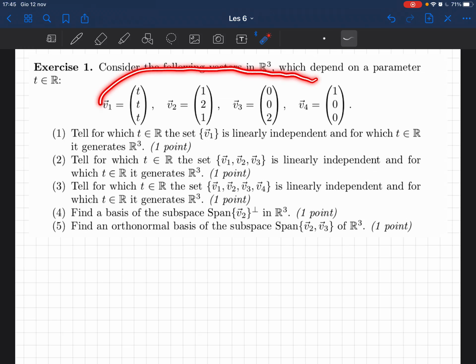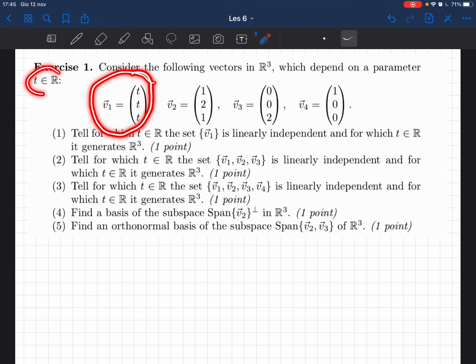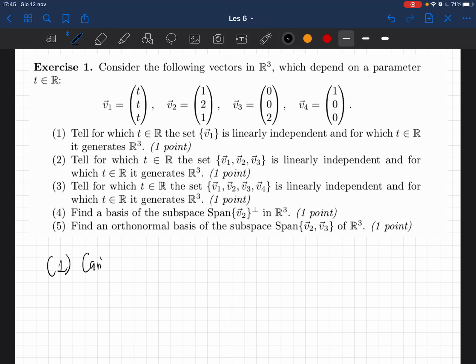Okay, so here we have four vectors, and in principle, this one depends on a parameter, a real parameter, and the first three questions ask things about linear independence and generation. So let's look at it. The first one: for which t is this one linearly independent and does it generate? I mean, generates can't be, because it's just one vector.